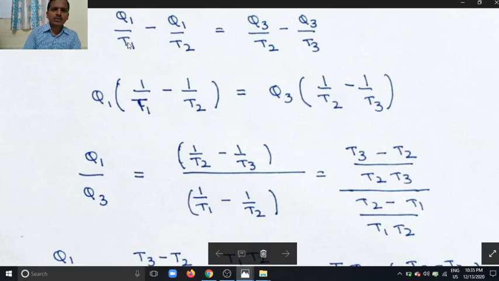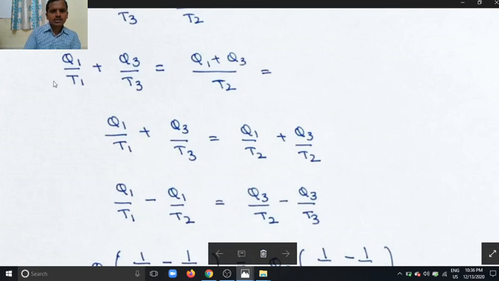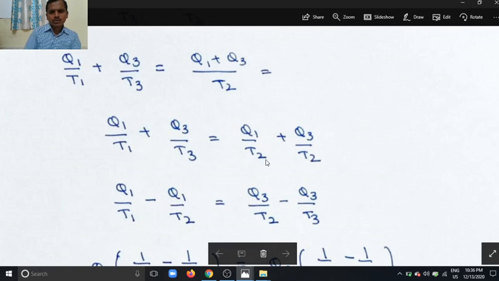See here, Q1 plus Q3 is equal to Q2. Q1 by T1 plus Q3 by T3 is equal to Q2 divided by T2. This Q2 is equal to Q1 plus Q3, so I substitute it here. Q1 by T1 plus Q3 by T3 is equal to Q1 plus Q3 divided by T2, that is, Q1 by T2 plus Q3 by T2.